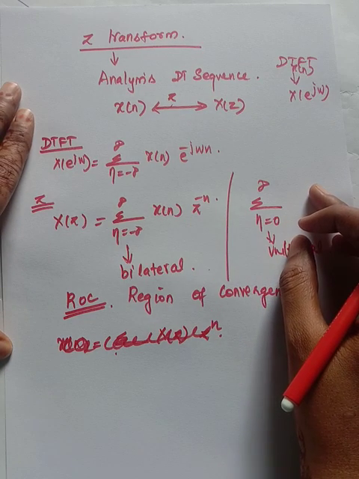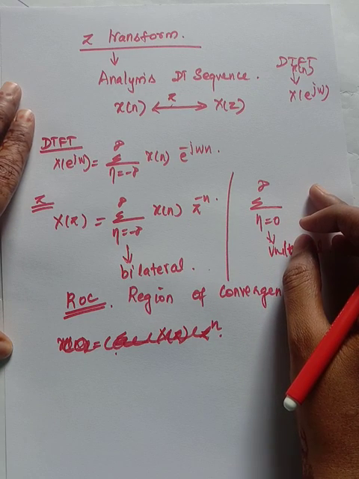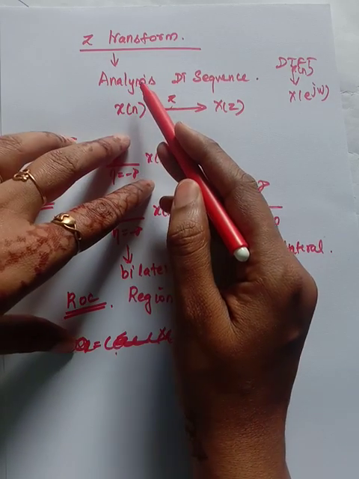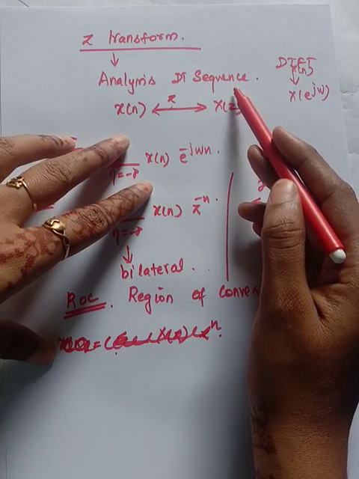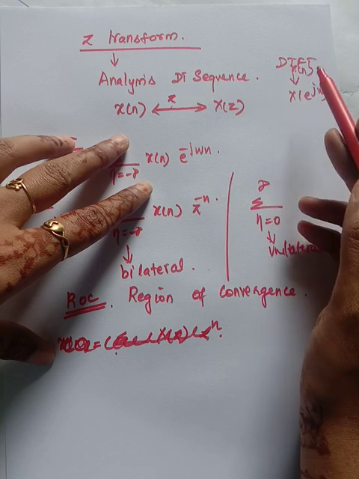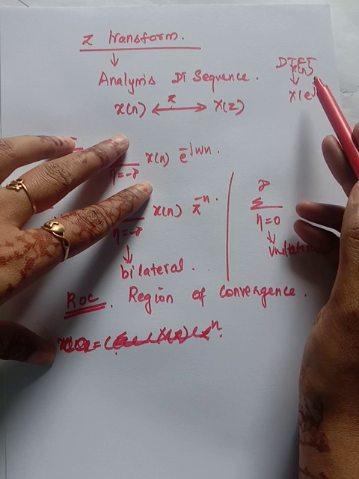Hi students, in this video we are going to discuss the Z transform. This Z transform is used for the analysis of discrete time sequences. We have already discussed the discrete time Fourier transform. It is also used to analyze discrete time sequences.